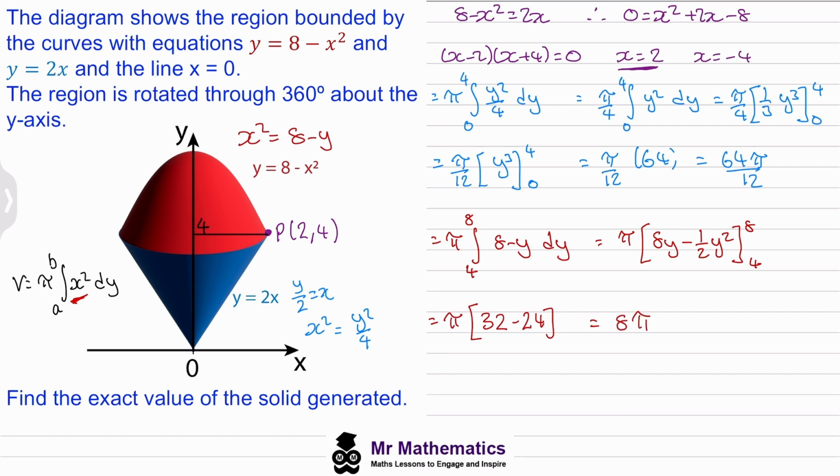Now to work out the total volume, we'll add together the blue volume and the red volume. So we get a total of 40 pi over 3 units cubed.